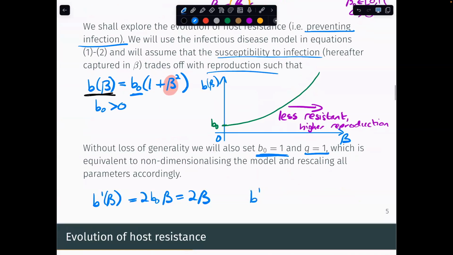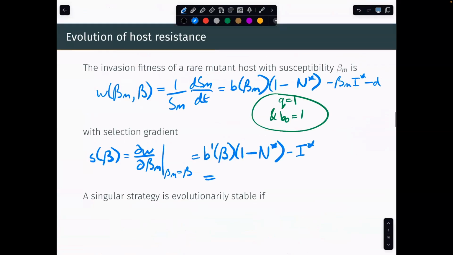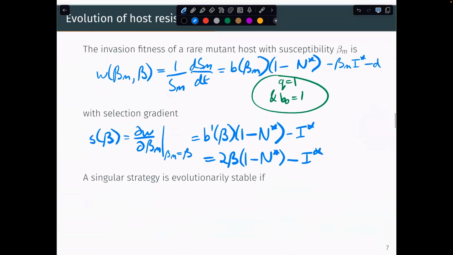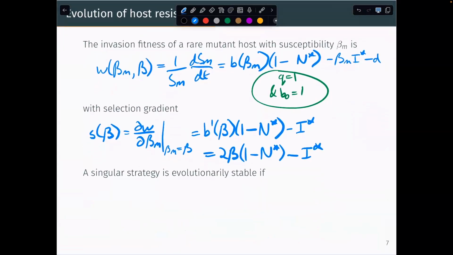Whilst we're here, let's calculate the second order derivative. This is just going to equal 2. So here we're going to have 2 times beta, times 1 minus N star minus I star. That's just substituting in my beta prime that I calculated just now. And then finally, if you want to work out whether our singular strategy is evolutionarily stable, we haven't worked out what the singular strategy is, but we can determine this by looking at the second order derivative with respect to beta M and evaluating everything at some singular strategy beta star.